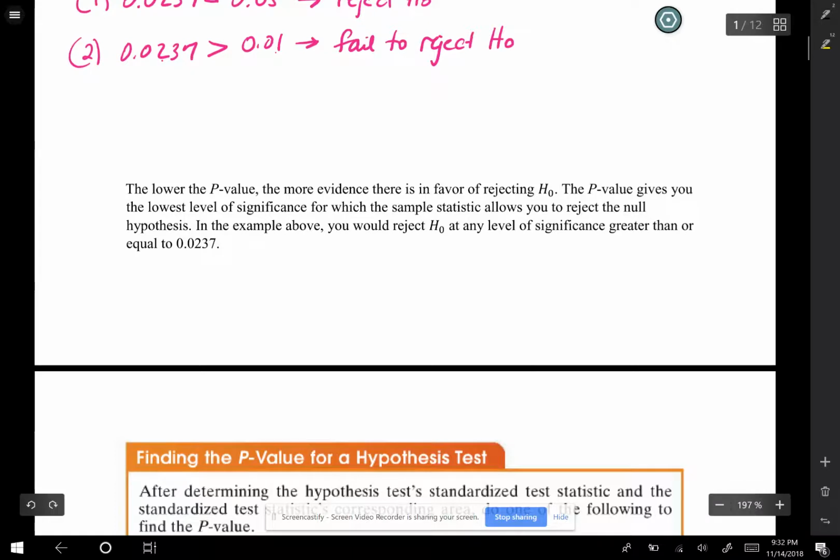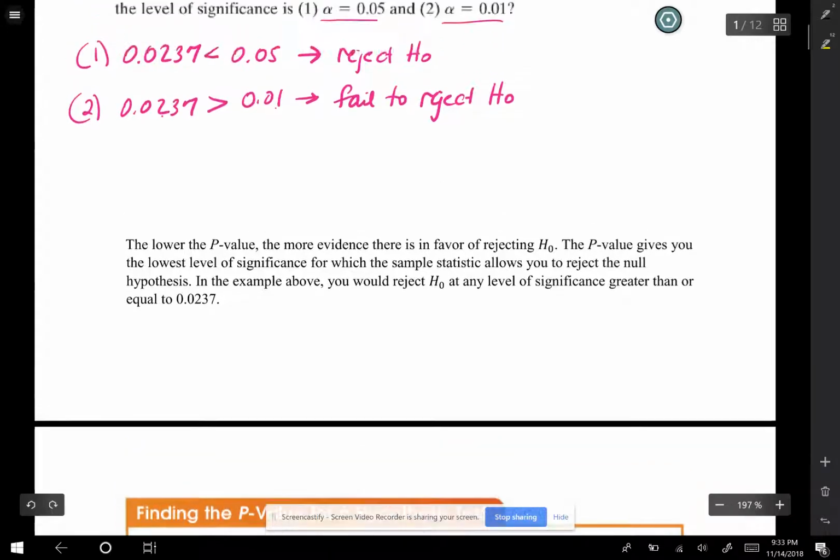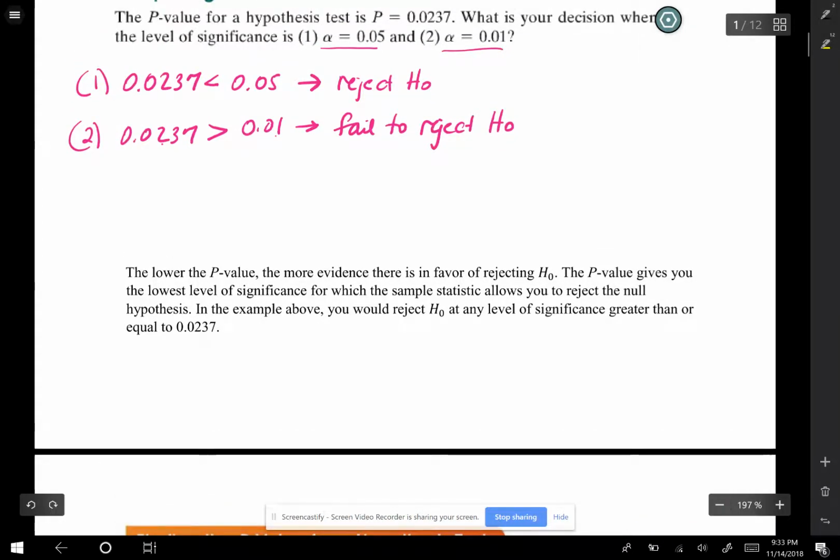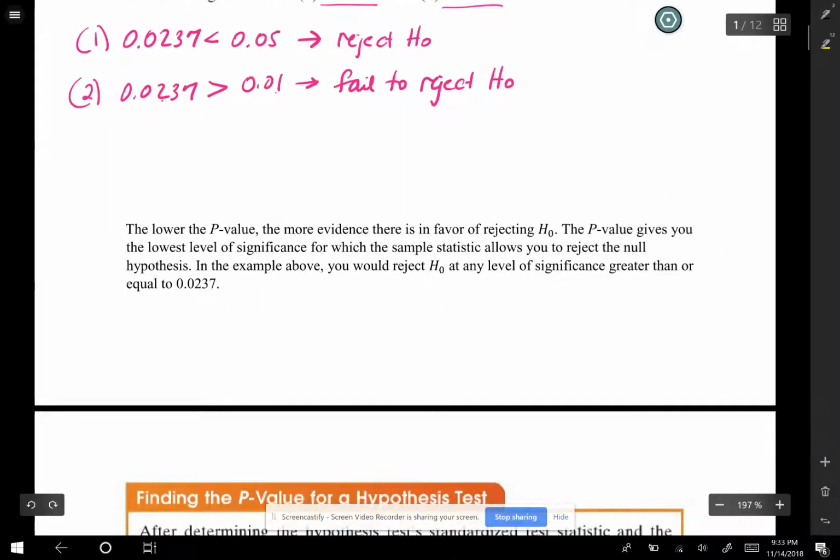The lower the p-value, the more evidence there is in favor of rejecting the null hypothesis. The p-value gives you the lowest level of significance for which the sample statistic allows you to reject the null hypothesis. So in the example above, you would reject the null hypothesis at any level of significance greater than or equal to 0.02. So if the level of significance is greater than or equal to 0.02, then you would reject the null hypothesis.